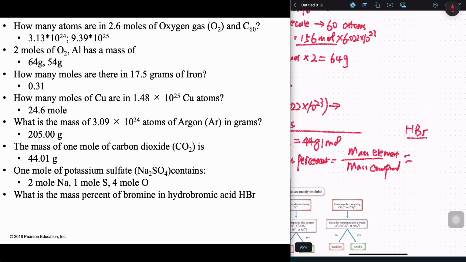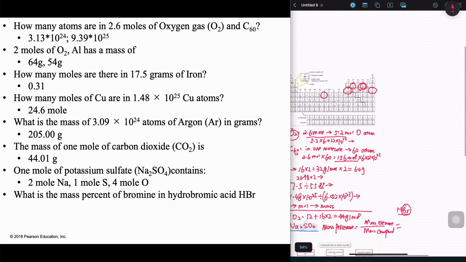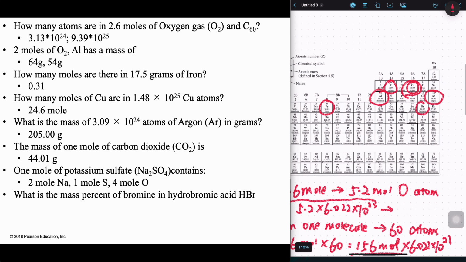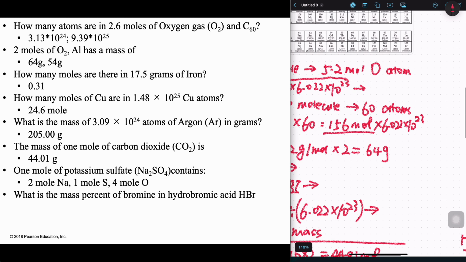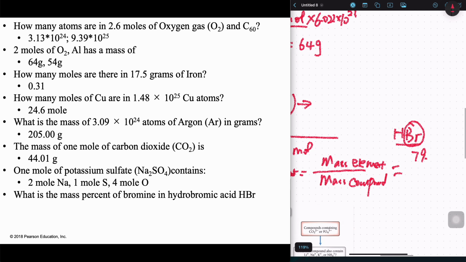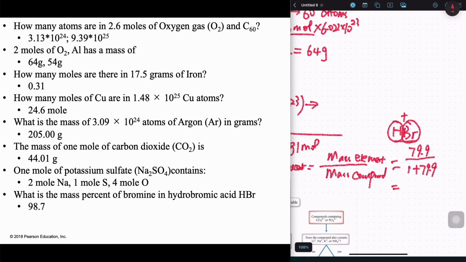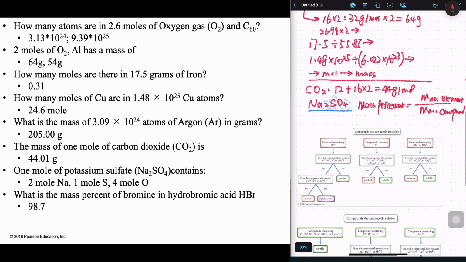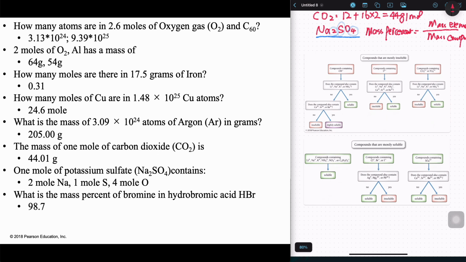For the bromine, we need to read the atomic mass of the bromine, right? So we go to the periodic table and find out, okay, the bromine, the mass is 79.9 gram. So 79.9 gram divided by the mass of the compound. What is the mass of the compound? Hydrogen plus the bromine. Hydrogen mass is 1, and the mass of the bromine again is 79.9. So that will give us the answer, which will be about 98.7%.